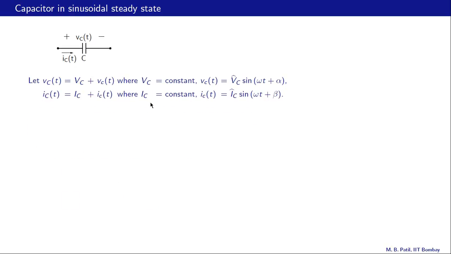Let us repeat it for the capacitor now. So we have again a total instantaneous voltage, a DC part and a sinusoidal part, total instantaneous current, a DC part and a sinusoidal part. So these are constants and these vary sinusoidally, and because the capacitor involves a derivative, we have made these alpha and beta different, and at this stage we don't know what the relationship between alpha and beta is, but we'll find out.